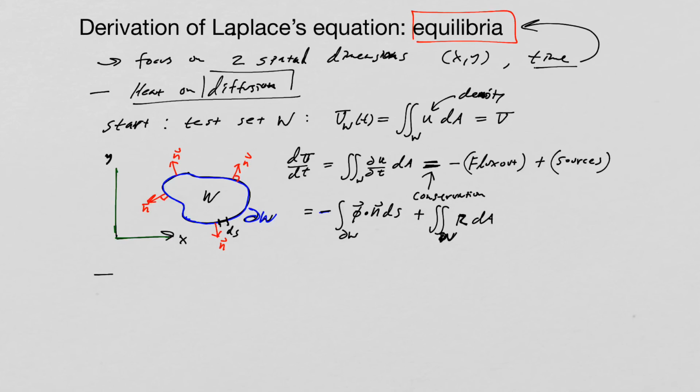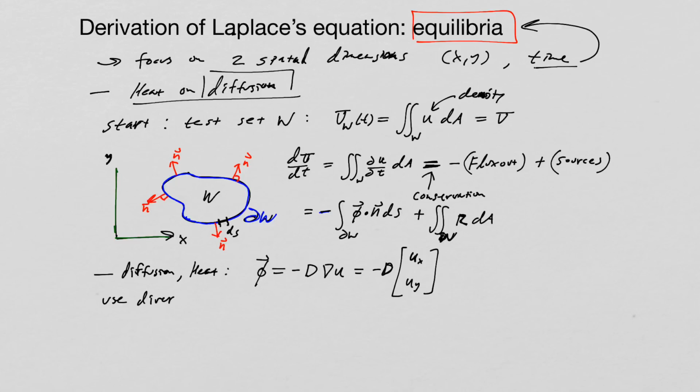All right, so for diffusion or the heat equation, we know that the flux rule, which is now a vector field, is going to be equal to negative d times the gradient of u. We can write this as follows: ux, uy. Okay, that's our gradient vector. All right, and then use the divergence theorem.